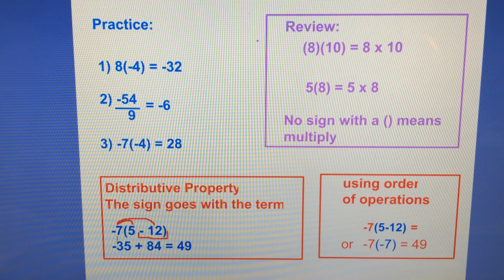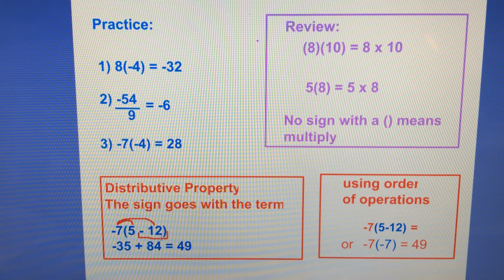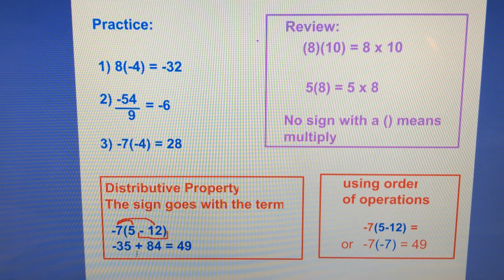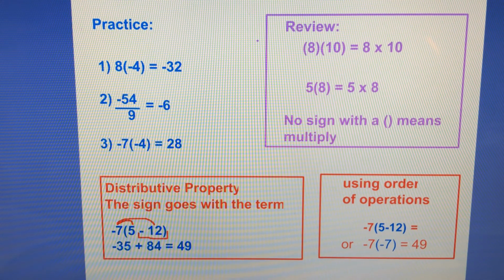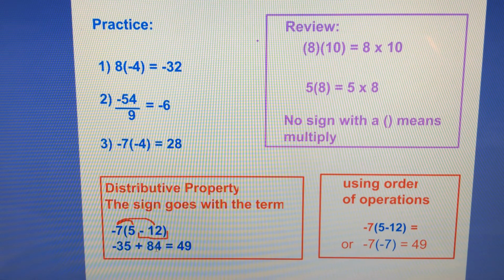A quick review of the distributive property. Remember that the sign goes with the term, so negative 7 times 5 is negative 35. Negative 7 times negative 12, positive 84. Now I have a negative plus a positive. Different signs, find the difference, use the sign of the larger digit.